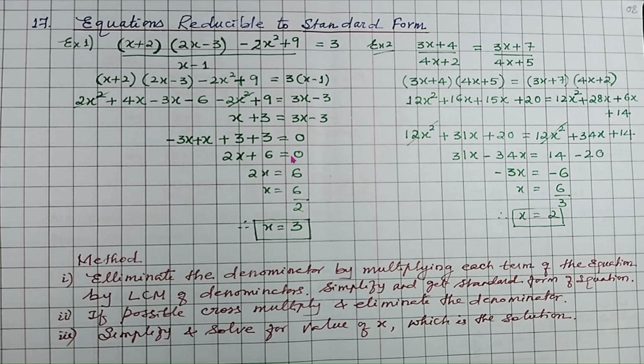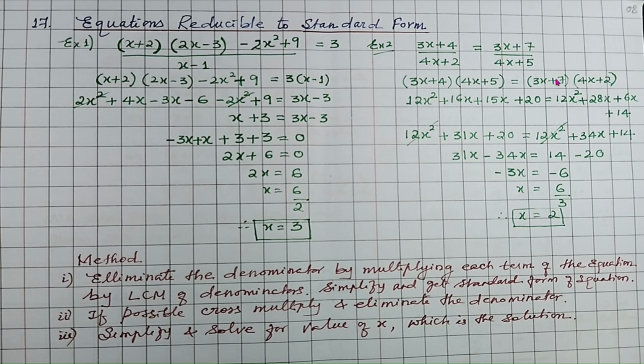Now it is a standard equation. Now you can solve it. So 2x is equal to 6, x is equal to 6 by 2 and x is equal to 3. So this is how we can solve any given equation which is not in a standard form. We have to reduce it to a standard form and then solve the equation by any of the methods. We have solved it by the transpose method.